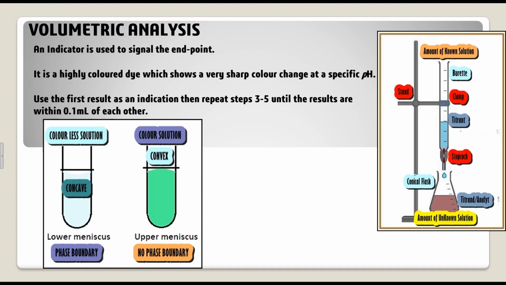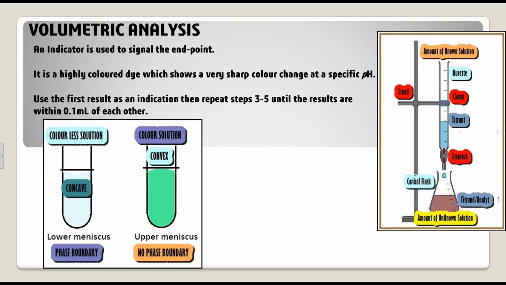One is a colored solution, the other is a colorless solution. If it is a colorless solution, it usually looks concave. You can see the lower meniscus, and even the phase boundary, in the colorless solution, so you can take either the lower meniscus reading or the upper meniscus reading.